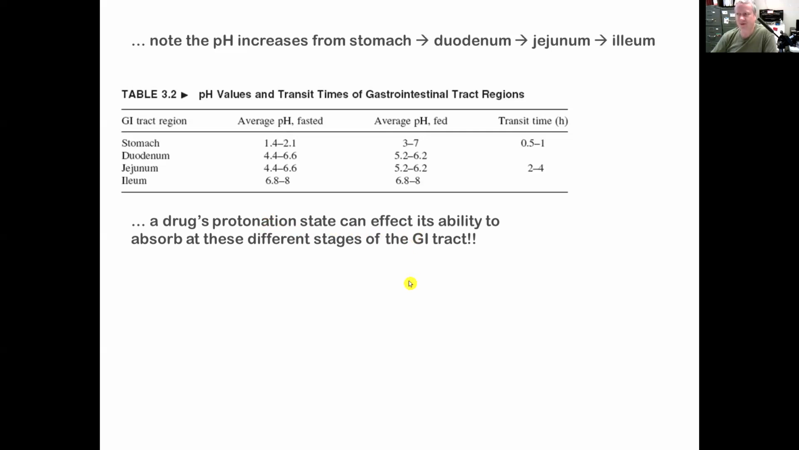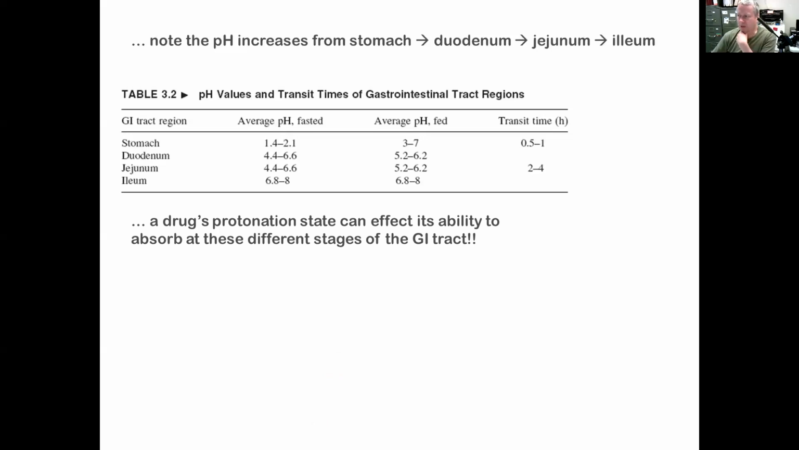It can affect its ability to absorb at these different stages, especially if the protonation state depends on the pH, right? A carboxylic acid is not protonated at pH 7, or it might be protonated at 1.4 or whatever. Ionic needs transport, somebody sent me, and that's true. There are other ways for ionic substances to be transported. They can just sneak through the cells, I guess, not go through a membrane, but go in between cells. There are other ways that ionic molecules can be absorbed.